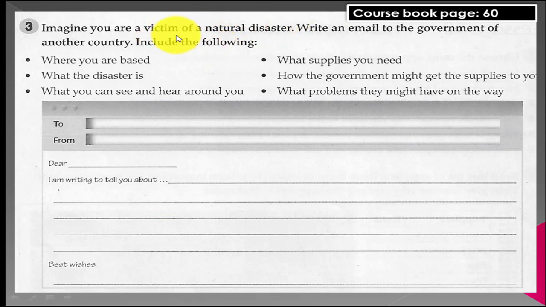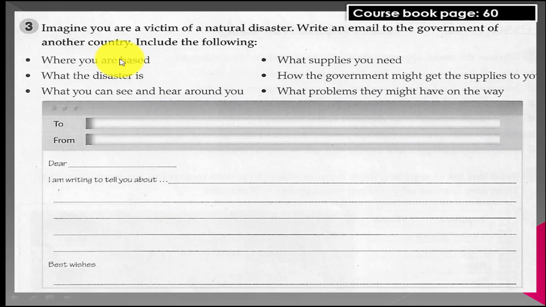So include the following. That means you need to mention these ideas in your email. What are they? Look here, where you are based. You have to tell them about your place.